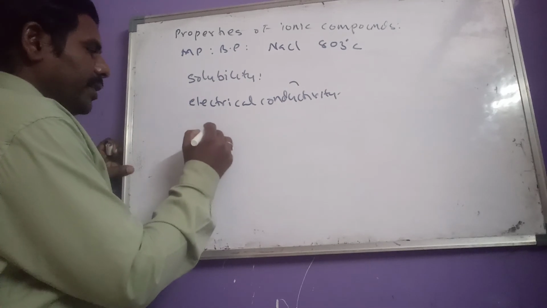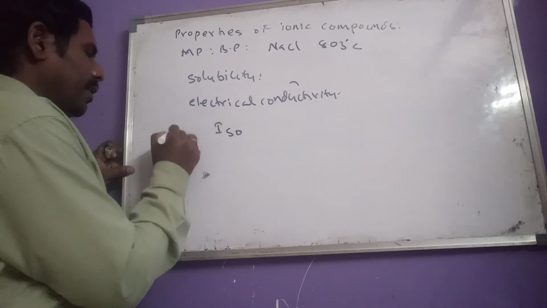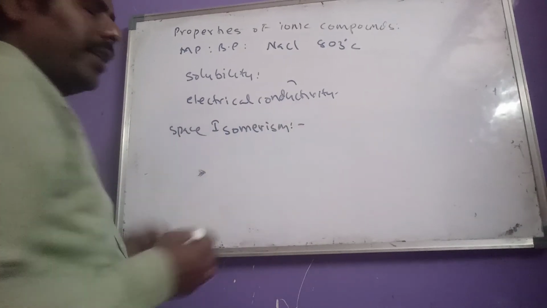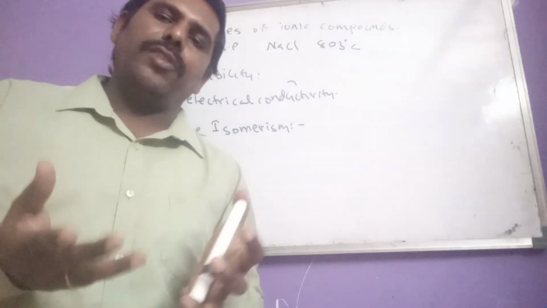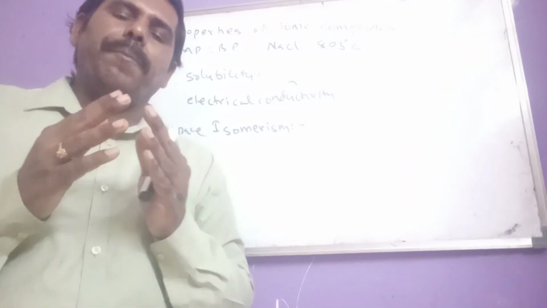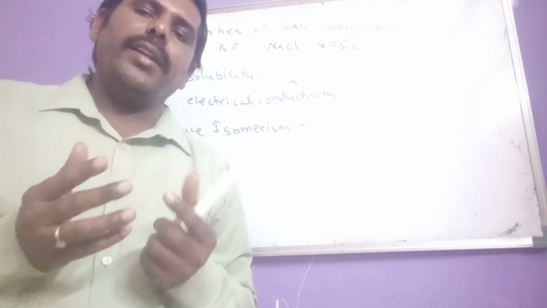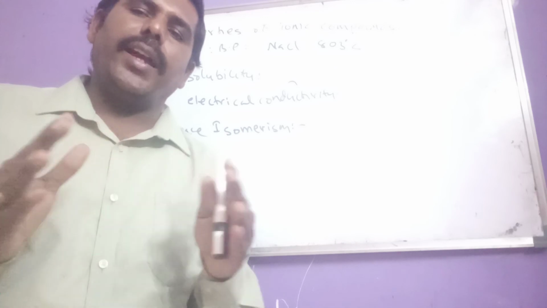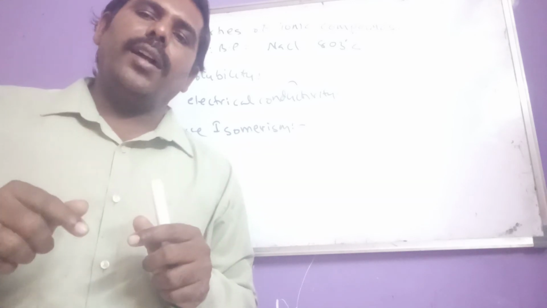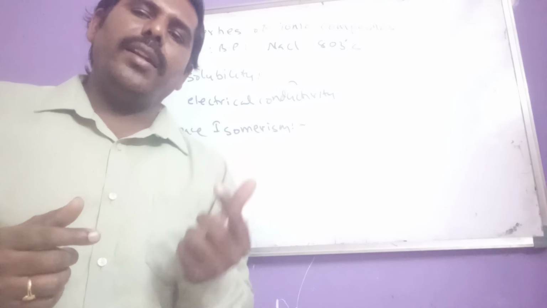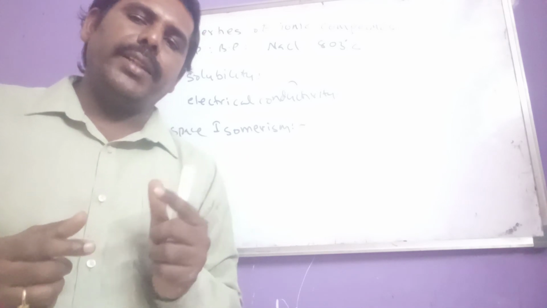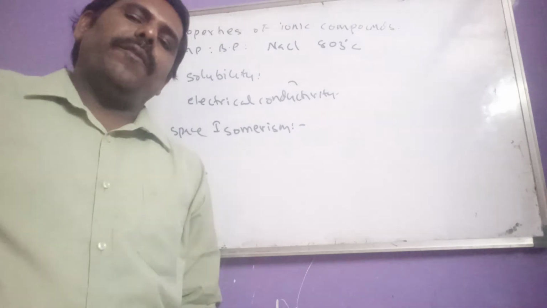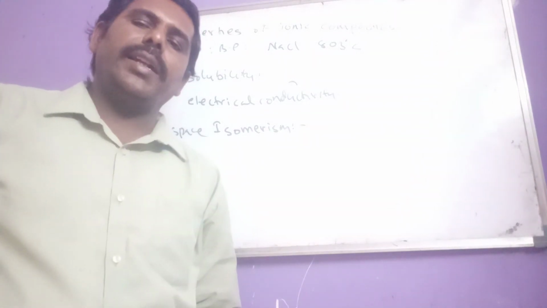And another one is space isomerism, or isomerism. Ionic compounds do not exhibit space isomerism or isomerism, because the bonds present in ionic compounds are non-directional in nature. They do not have directional property. So due to non-directional nature, ionic compounds do not exhibit isomerism. So these are the properties of ionic compounds.